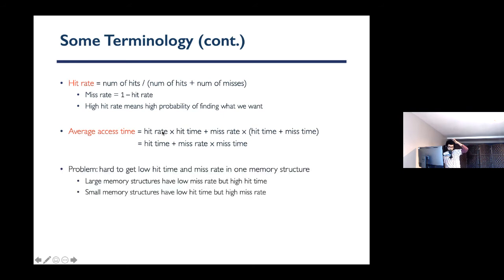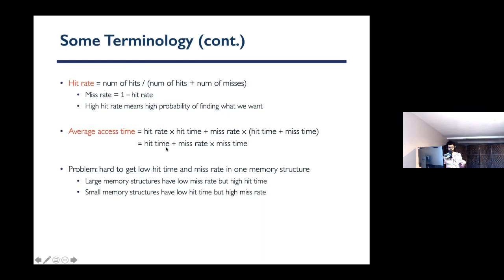So what's the problem now? If you stare at this equation, hit time plus miss rate times miss time, it has two components, hit time and then miss rate times miss time. Let's assume that miss time is out of our control. So if a miss happens, you have to go to memory and bring it. Let's say the time that it takes to go to memory and bring it is out of our control. Now we have two knobs to control, right?